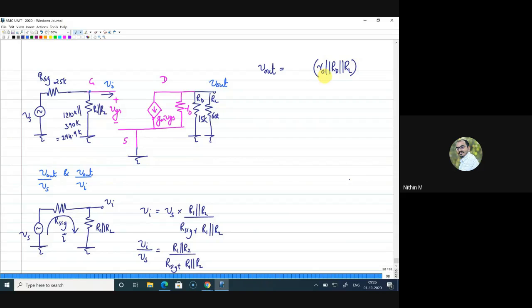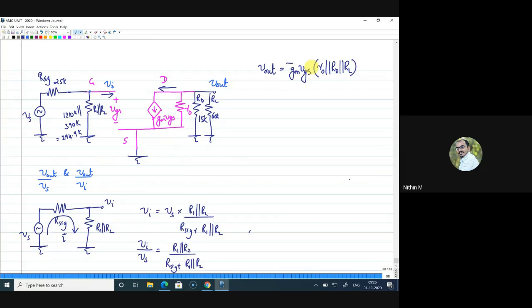Now how to write the voltage? Equivalent resistance multiplied by current. What is the current here? The current flowing towards this side is GMVGS. Now, what will be the current flow? The current is flowing in the opposite direction, so you have to put a minus sign. And so minus GMVGS into R0 parallel RD parallel RL is V out.